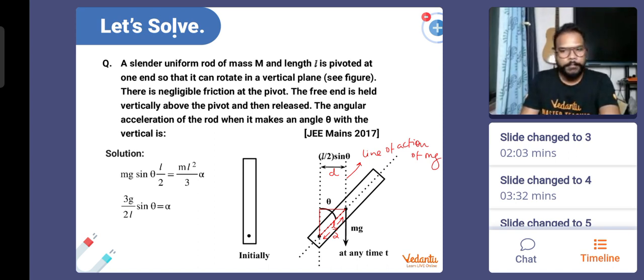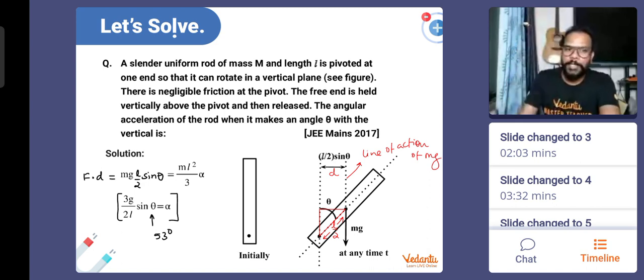Correct? So mg into L by 2 sine theta. When I write that, this is basically f into d that we are writing. So mg into L by 2 sine theta equals ml square by 3 into alpha. Simplify, and you'll get the answer. If you put theta as 53 degree, you'll get the answer of that question, because the angle is with the vertical.